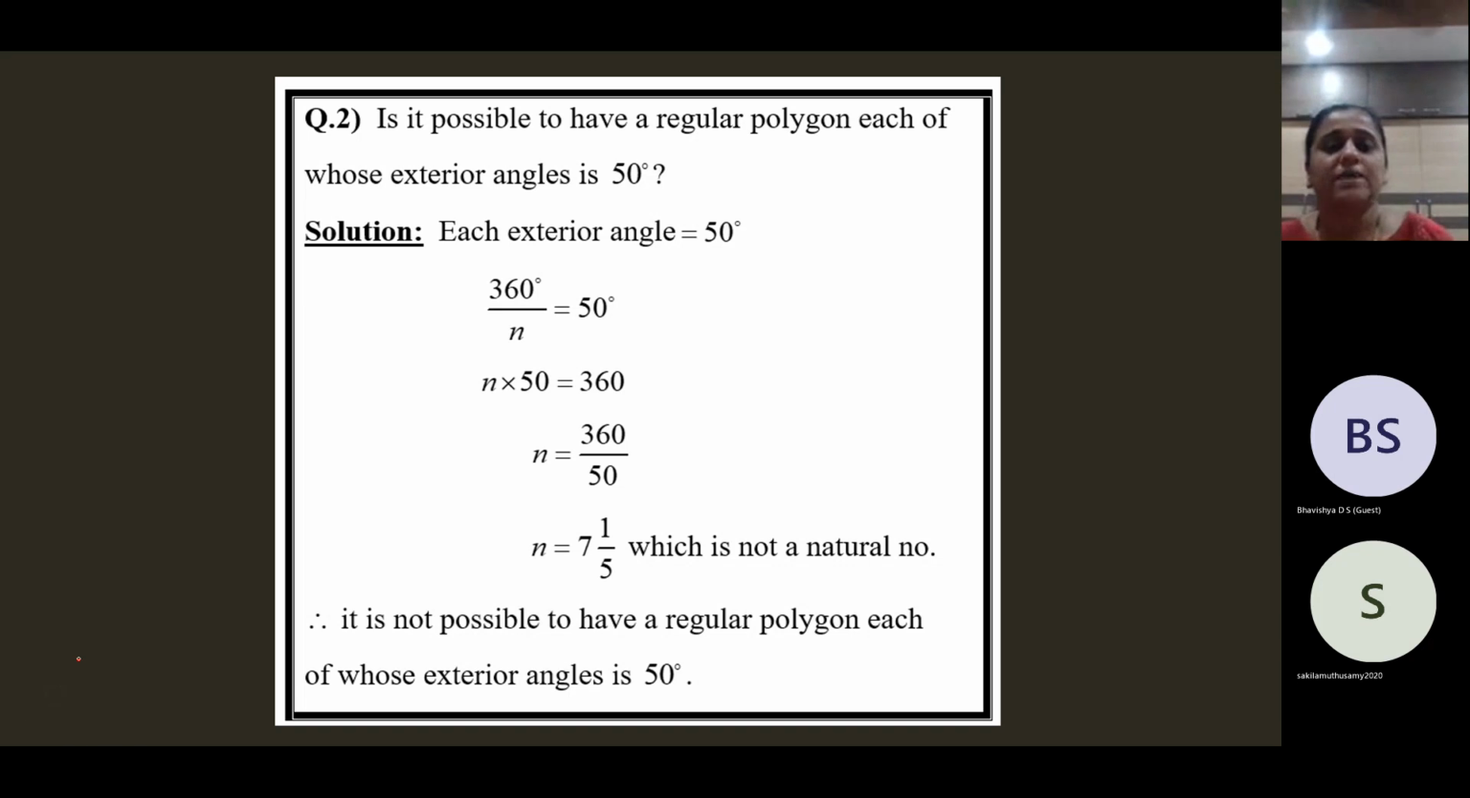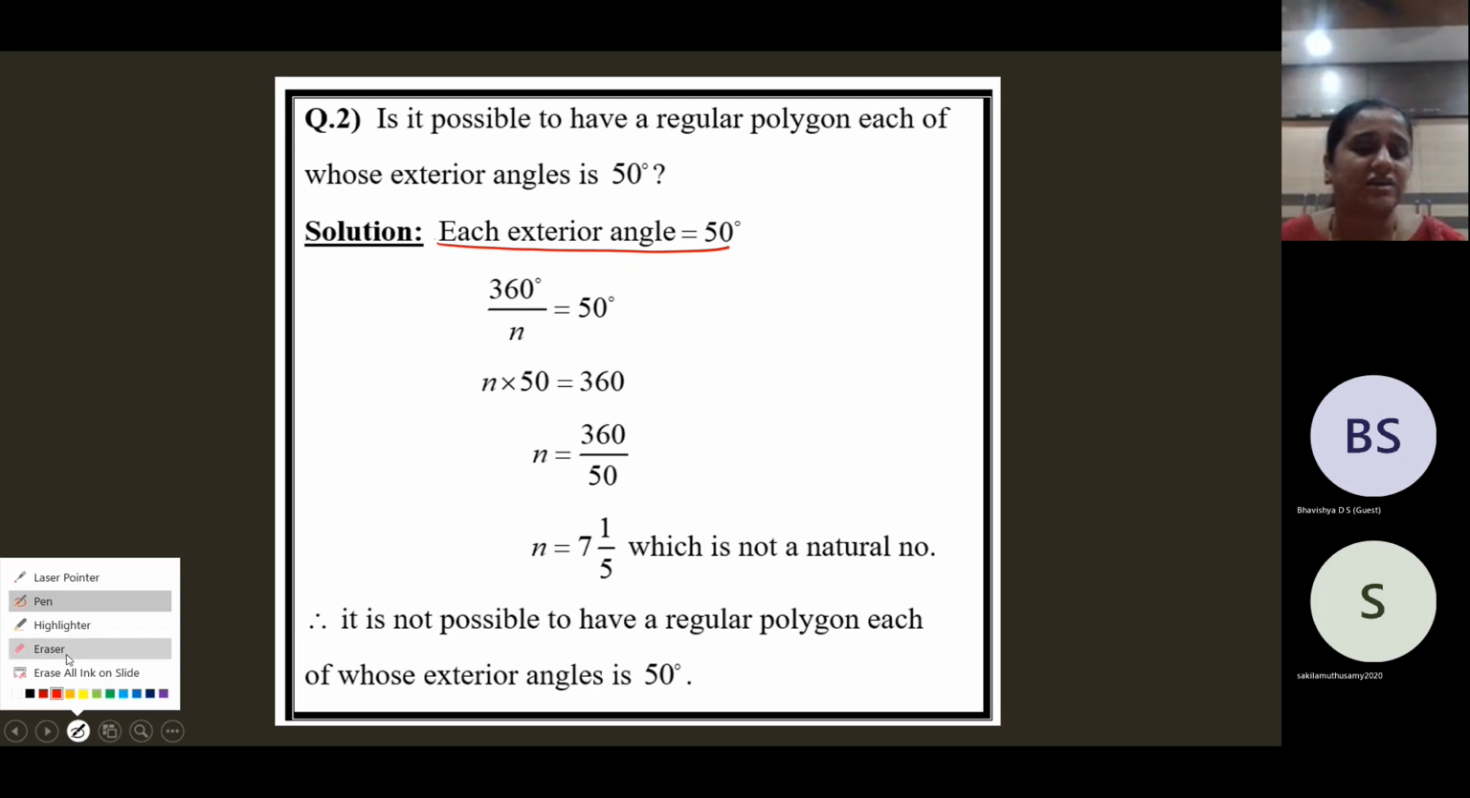See the answer here? Each exterior angle is 50 degrees. I've just written what is given. Each exterior angle is equal to 50 degrees. Then how do you find each exterior angle?